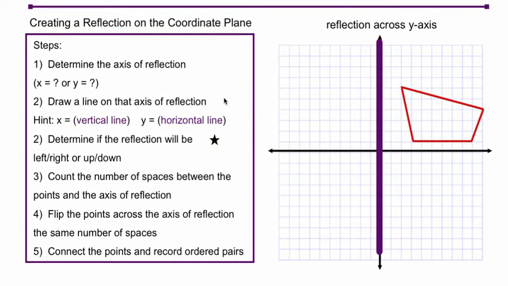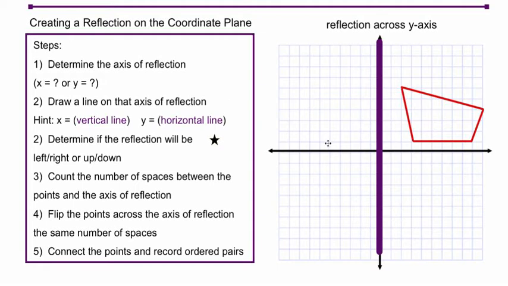Now, hint, this is where some kids get it wrong. If I say x equals something, that means I'm crossing the x-axis, so that makes it a vertical line, even though the x-axis itself is horizontal. If I have an axis of reflection where it says y equals, that means I cross the y-axis, even though the y-axis itself is vertical. It's kind of a little different, so practice will make that easier.